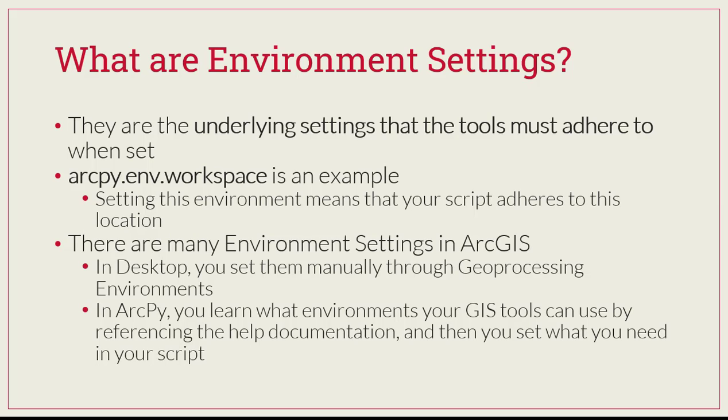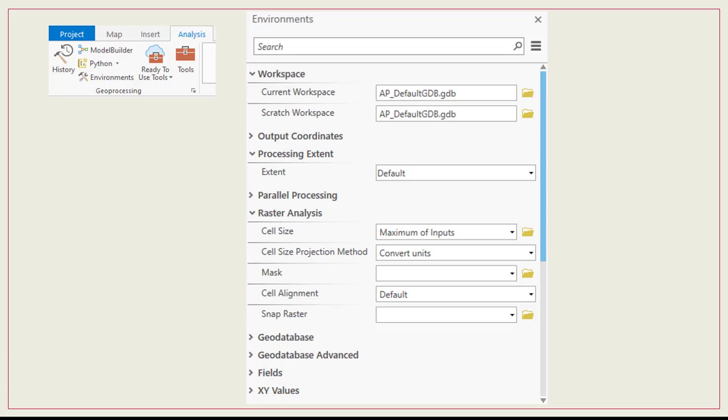Now, there are many environment settings in ArcGIS. We are not going to cover all of them. In desktop, you set them manually through the geoprocessing environment window, and in ArcPy, you set them with the proper code. You use the proper code by referencing the help documentation to know which settings are adhered to for each particular tool.